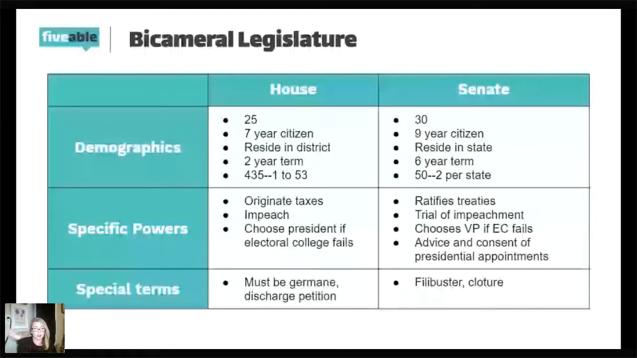Seuss's Green Eggs and Ham. They can do whatever they want, unless the members can get a vote of cloture to shut down debate. And they have to have 60 votes in order to shut down debate.